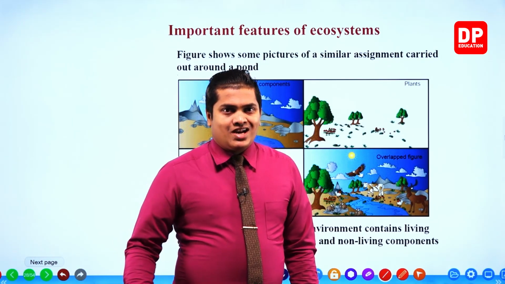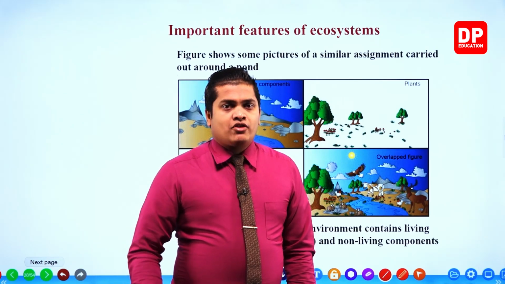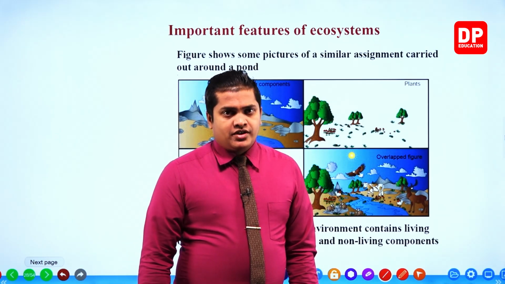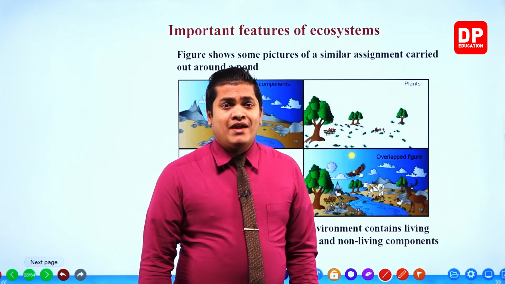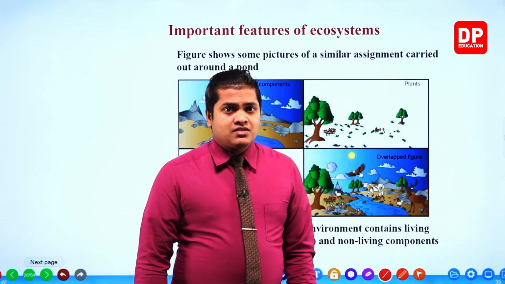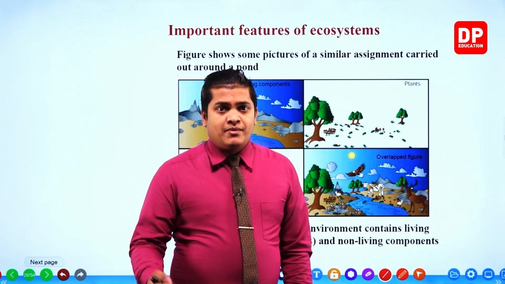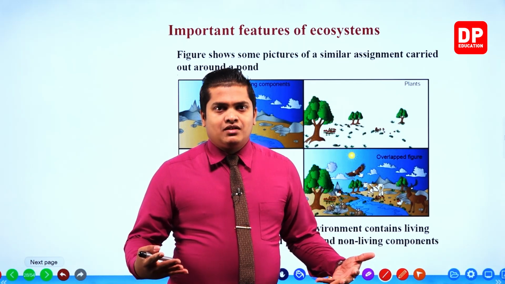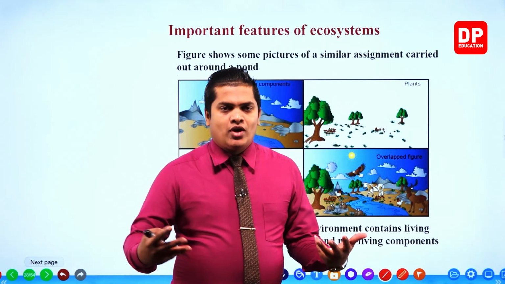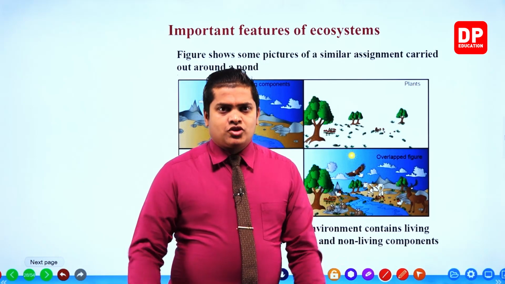Without soil, sunlight, and water, an ecosystem will never be created, my dear children, right? We won't be able to observe ecosystems on the planet Mars. Why is that? Because there is no water, there is no habitable environment, there is no habitable gas like oxygen.